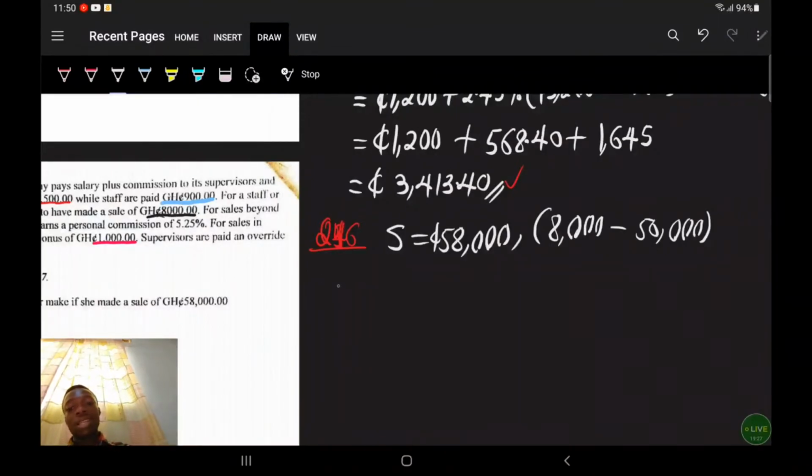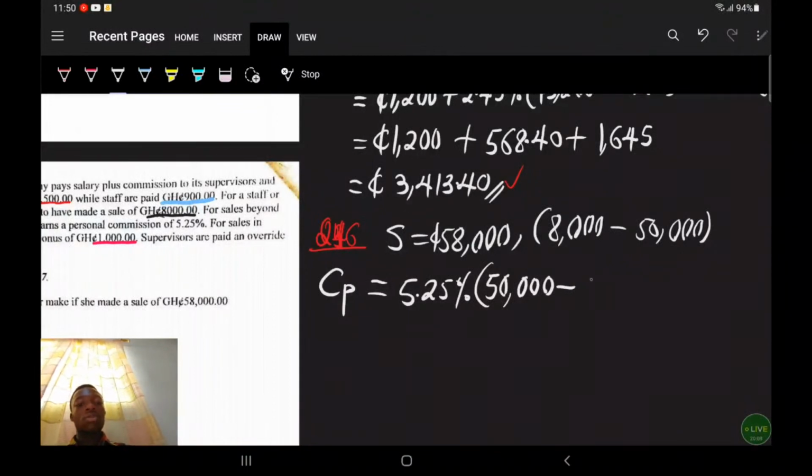So in this case, we can say that his personal commission, I'll call it CP, personal commission, is going to be 5.25%. And you ask yourself, what was the sales that you made? It was 58,000. We are not going to use all the 58,000 and pay the commission on all of it, but you were given a condition or a quota within which you should earn a commission, and they said that for a minimum quota it should be 8,000. Once you cross 8,000, any other sales from 8,000 to 50,000, that's where you're going to earn your commission. So here you're going to use just 50,000, and then you subtract the minimum quota.